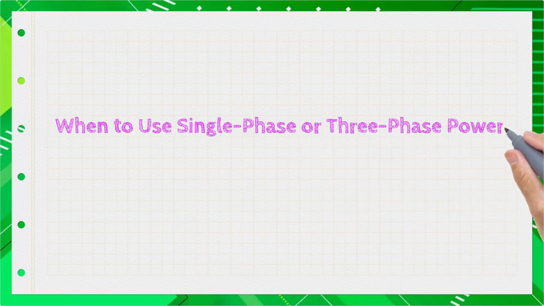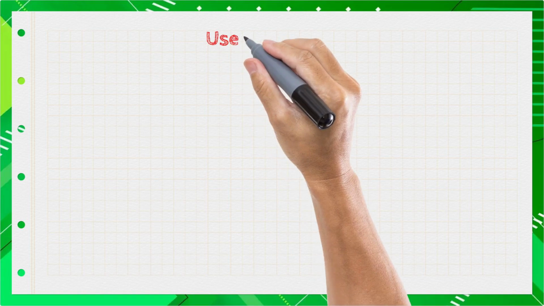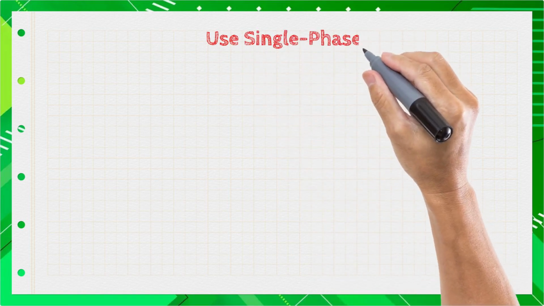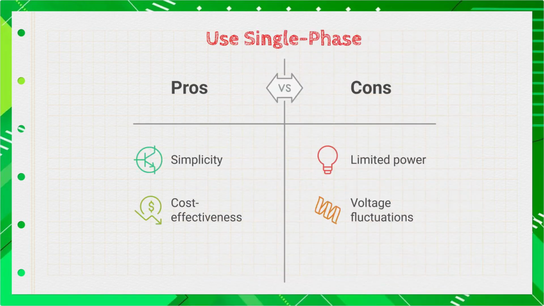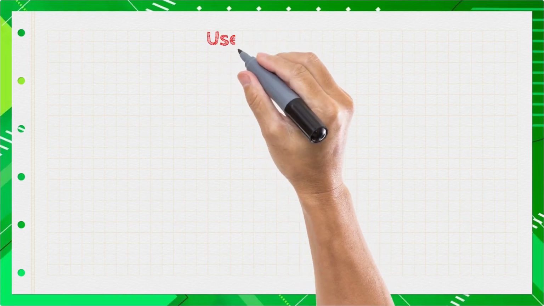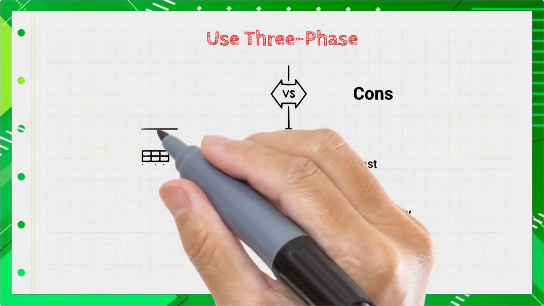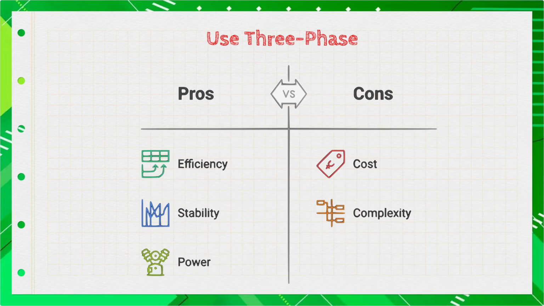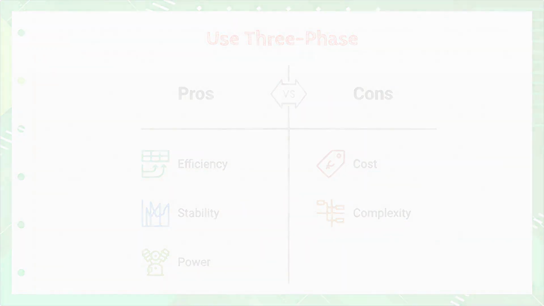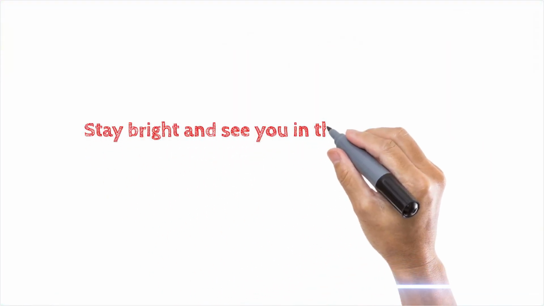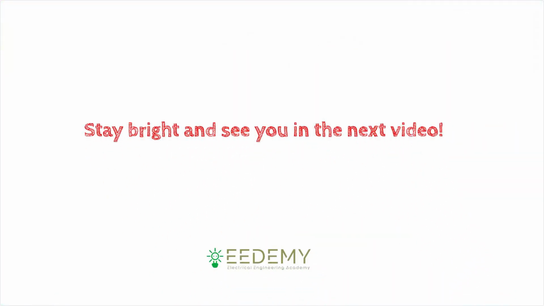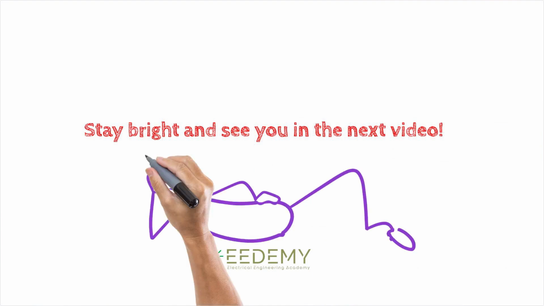When to use single-phase or three-phase power? In general, single-phase power is sufficient for residential homes and light commercial applications. It is simple, cost-effective, and meets the needs of most household appliances and small machines. However, for large-scale commercial and industrial applications, three-phase power is the clear choice. It offers a more efficient, stable, and powerful solution, capable of running large machinery and meeting the high energy demands of industrial settings. Understanding the differences between these two systems is essential for making informed decisions about electrical systems in your home or business.